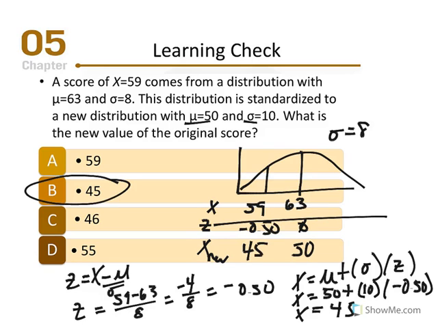And again, we took the original distribution, converted it into a z distribution, and then into a new distribution with a predetermined mean of 50 and standard deviation equal to 10. So notice the steps that you have to follow to create a new standardized distribution with a predetermined mean and predetermined standard deviation. And that concludes this lecture video.